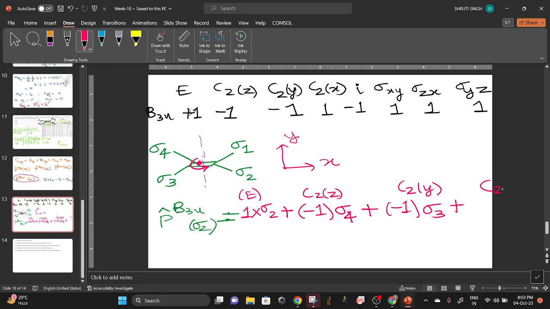Next is C2X. The character is 1. So 1 multiplied with C2X, which is like this, so these two will get changed. Are you getting it? Yes, ma'am. Sigma 2 will become sigma 1.